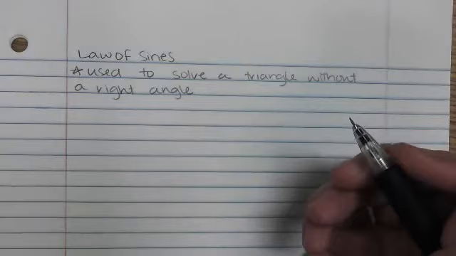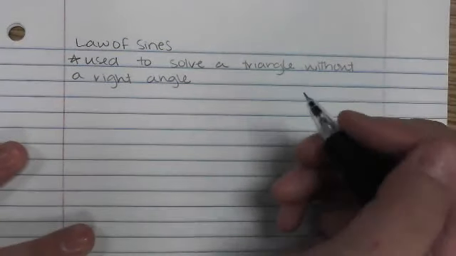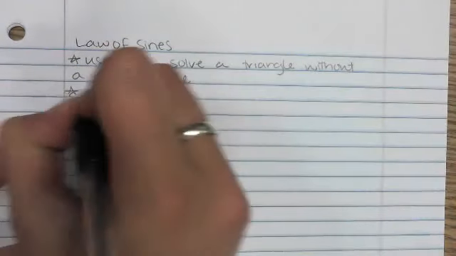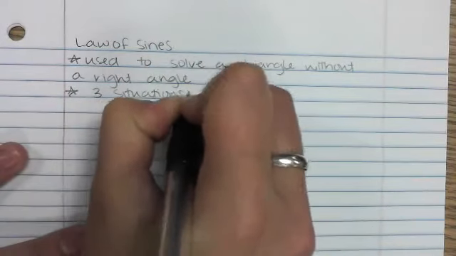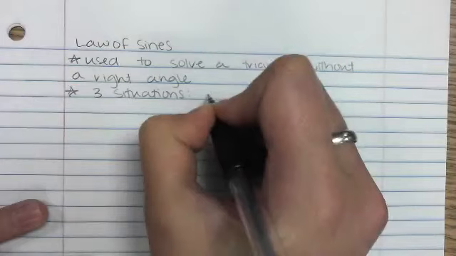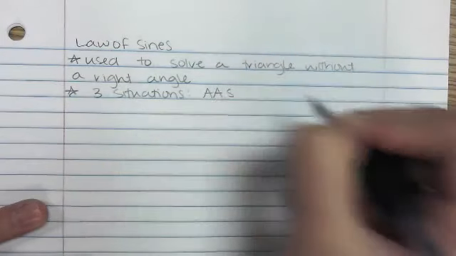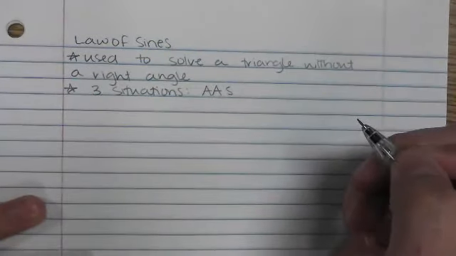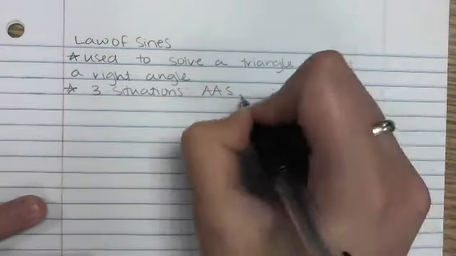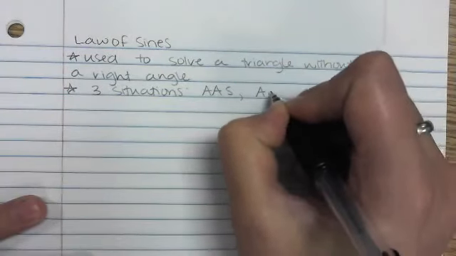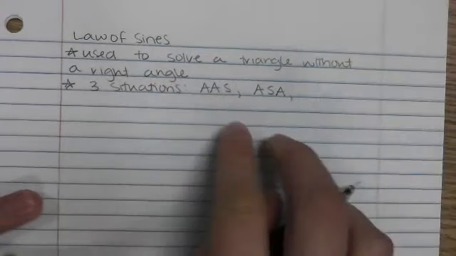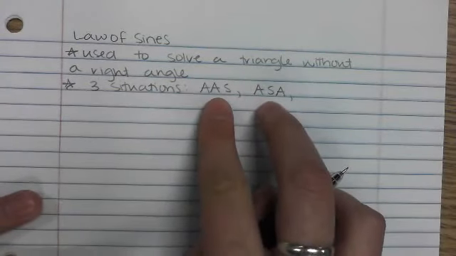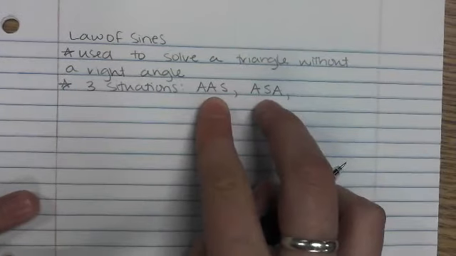And there are three different situations where you would use the law of sines. So we're going to say three situations. When they give you two angles in a row and then a side that is not in between them. When they give you two angles with a side that is between them. And those are the two cases that we're going to talk about in this video.